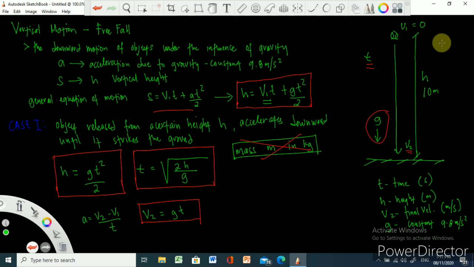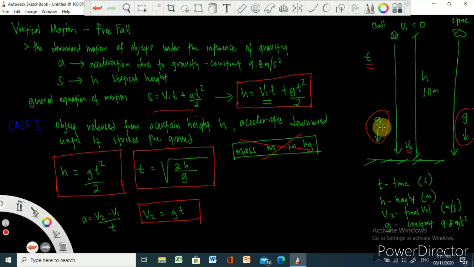Right? And then at the same time, you drop a piece of stone. Okay? Syempre, you have a ball, say a ping pong ball. This is a stone, no? Provided that there is no air resistance, both the ball and the stone will strike the ground at exactly the same time. Why is that? Because gravity will accelerate both objects at the rate of 9.8 meter per second squared every second, right? So mass does not matter.